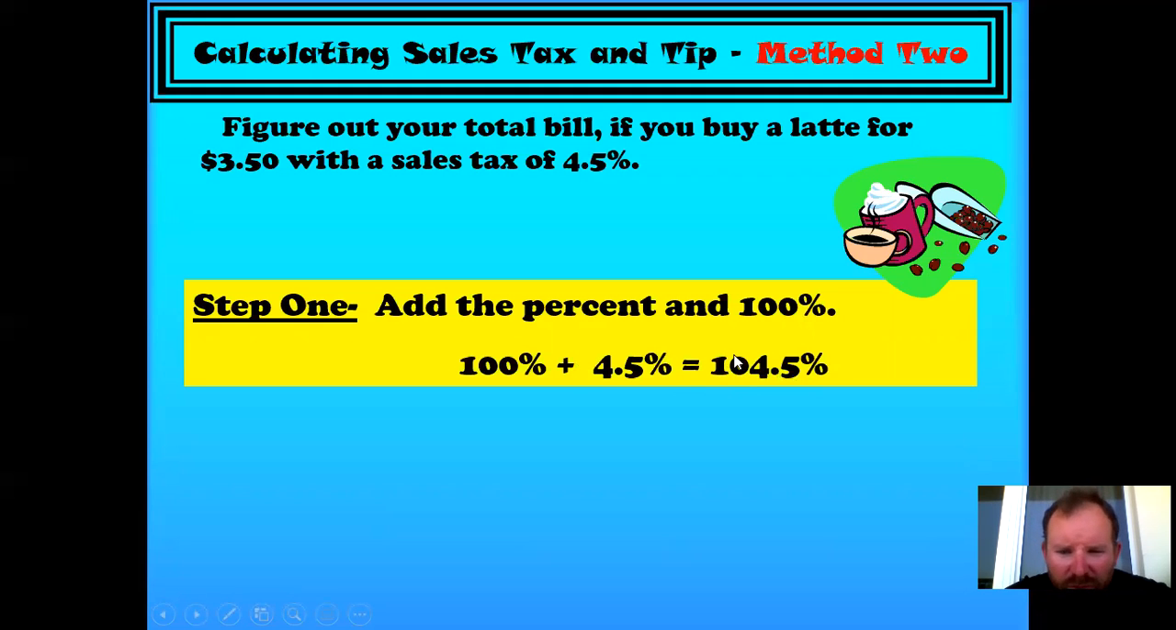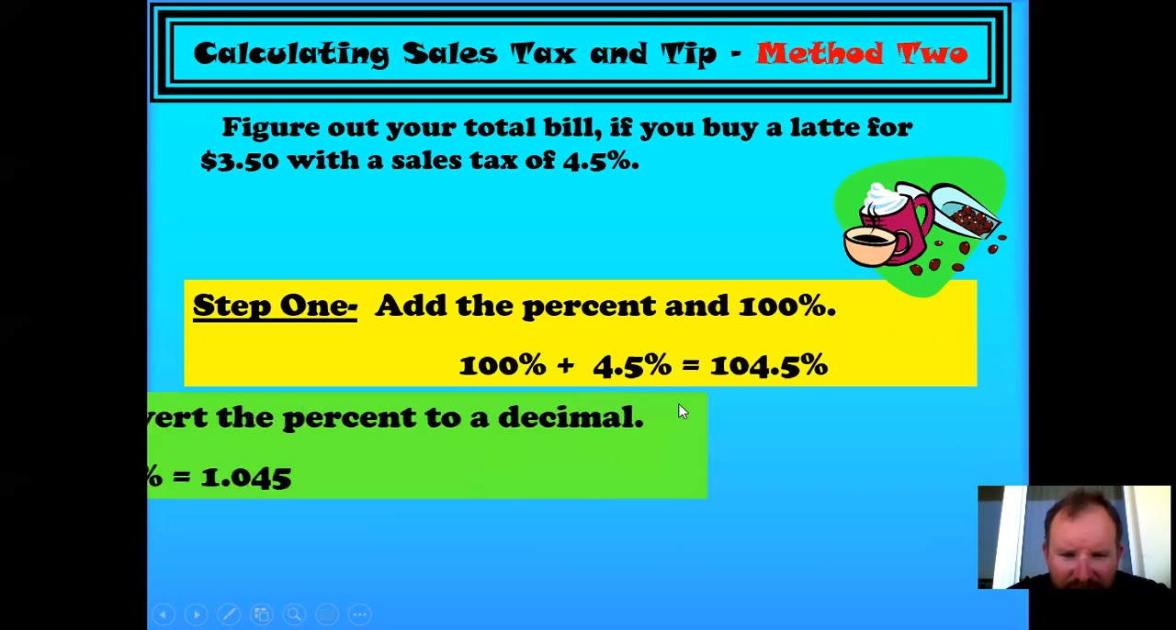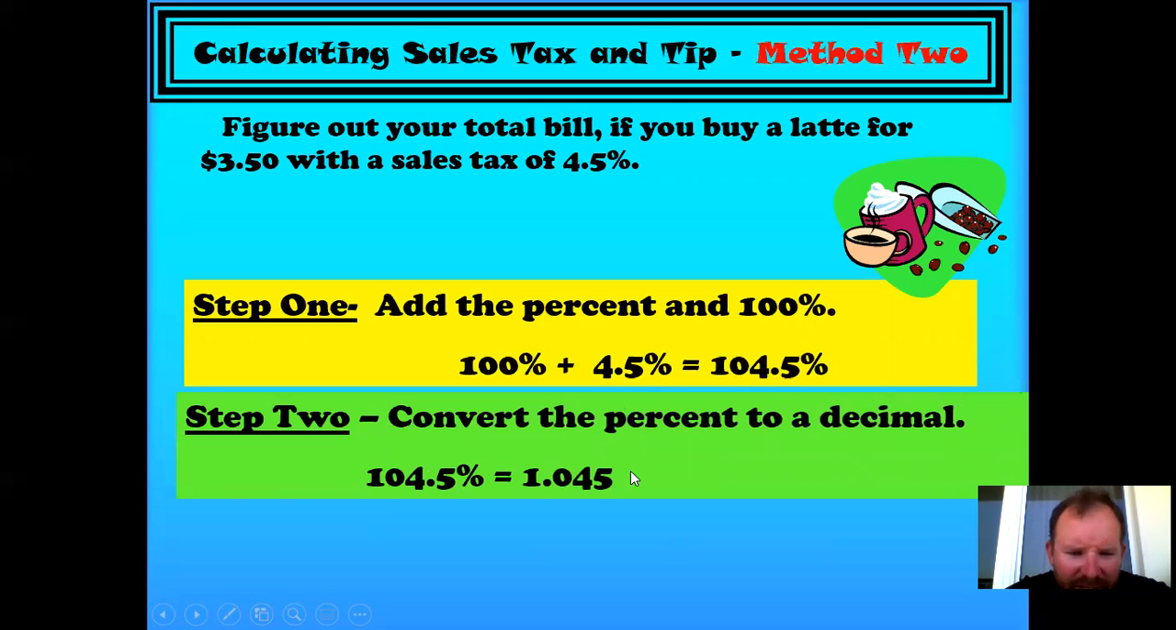So what you can do is apply that before you multiply, so you only have to multiply once. This way, I can take my 104.5%, move my decimal 2 places to the left, and get 1.045.